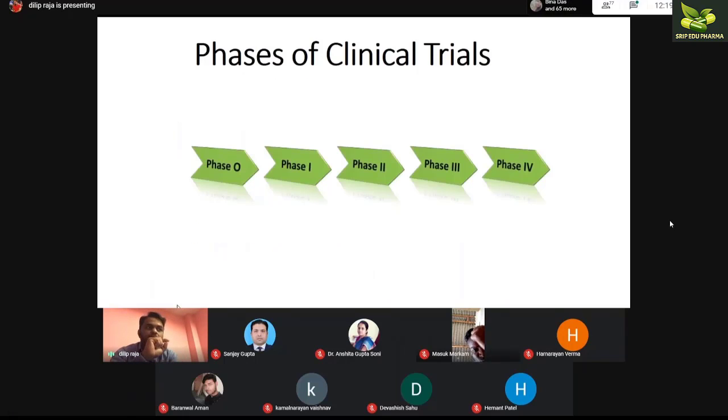Now, the phases. What are the different phases in the clinical trials? We have a total of 5 phases: phase 0, phase 1, phase 2, phase 3, and phase 4.